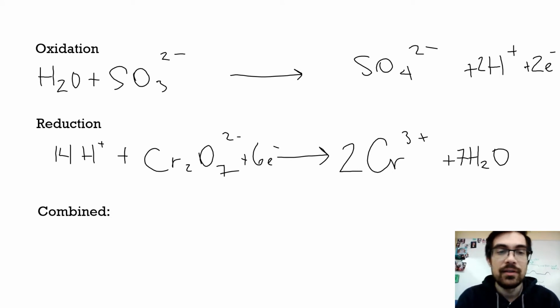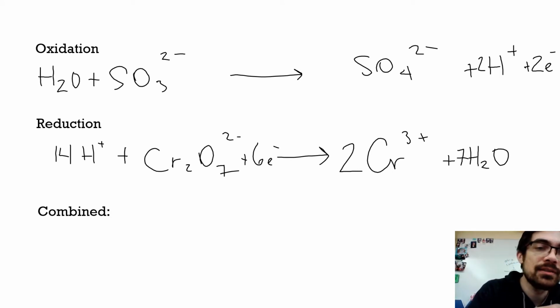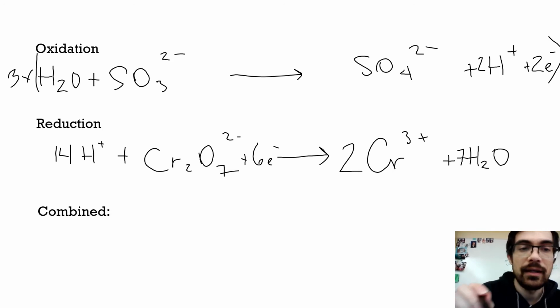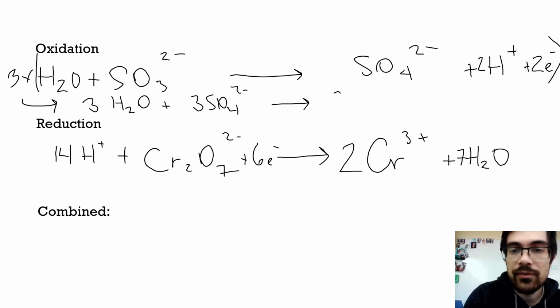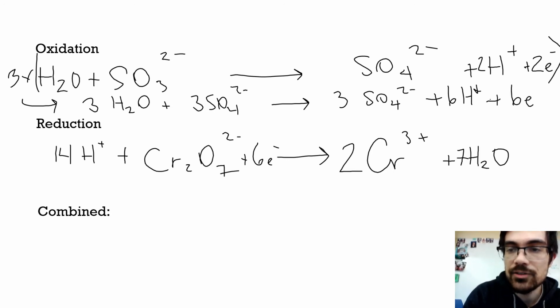Okay. So now when we balance out our electrons, all we really need to do is multiply this top oxidation equation by 3. Okay, multiply by 3. And what we should end up with now is 3H2O plus 3 sulfite yields 3 sulfate, 6 hydrogens, and 6 electrons.